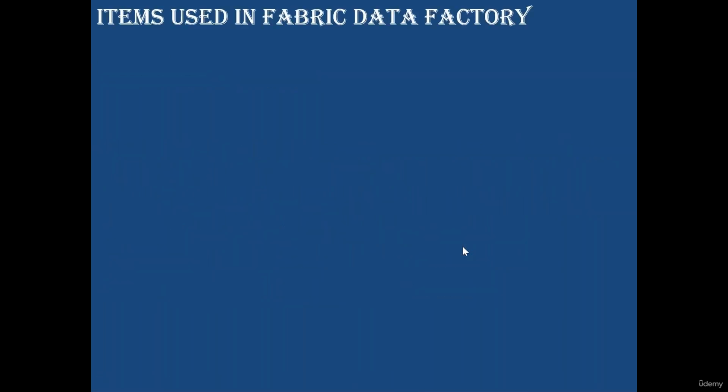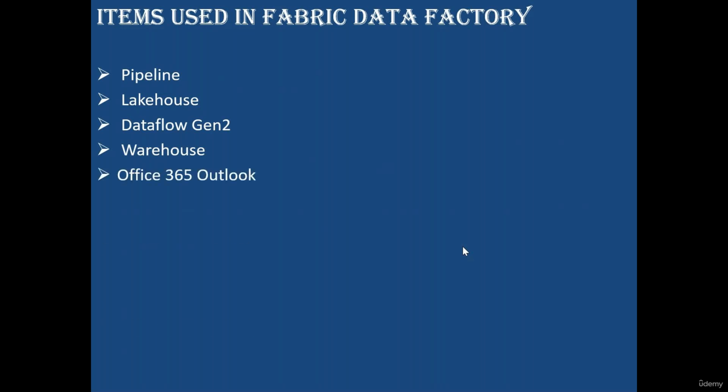So if you see the items used in this Fabric Data Factory mini project, first I'll be using a pipeline, then Lakehouse for storing the branch table. We will be using Dataflow Gen2 for data transformation. Then a warehouse for storing the silver table. Then I'll be using Office 365 Outlook for triggering the notification. Finally, we will be scheduling the pipeline.